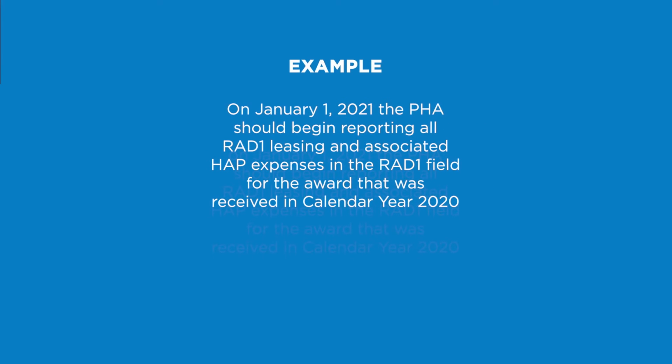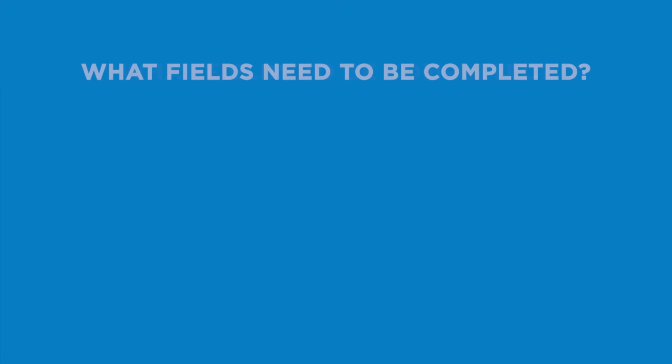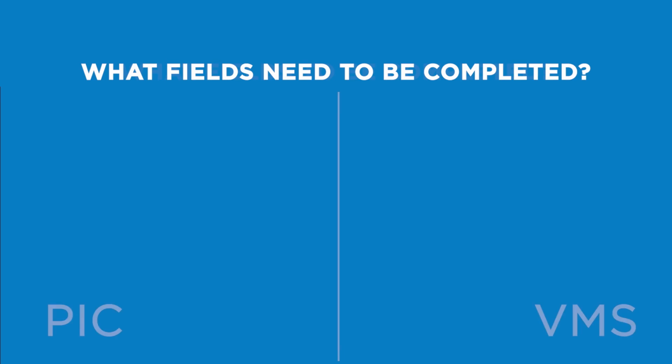So, 6 months later, on January 1, 2021, the PHA should begin reporting all RAD 1 leasing and associated HAP expenses in the RAD 1 fields for the award that was received in calendar year 2020. The units should also be reported in the appropriate PBV fields. What are the required fields to be completed? And for a quick recap, these are the fields that need to be completed in each system.